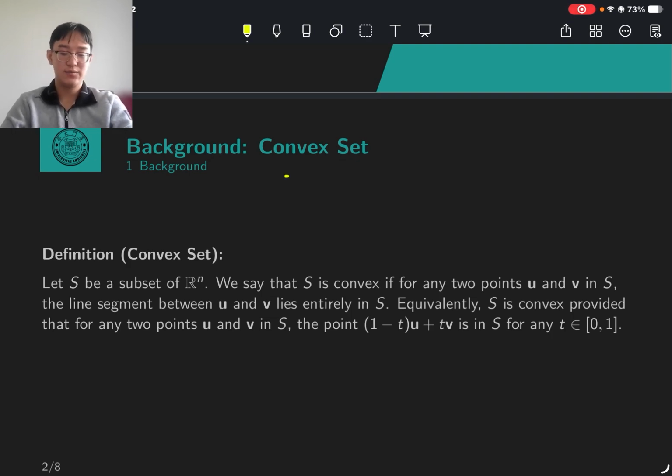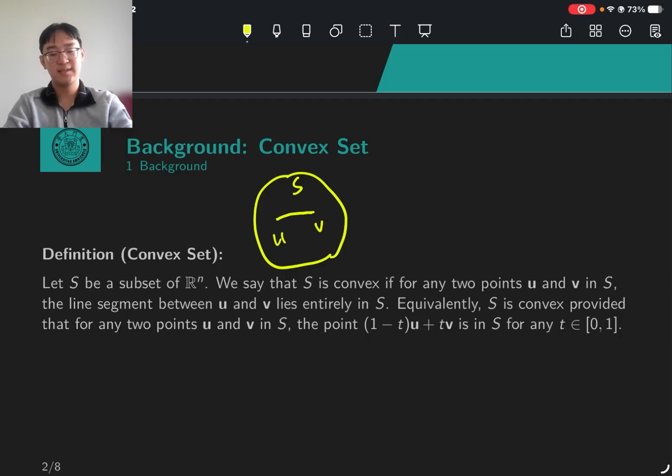Basically, we take two arbitrary points inside the set S, let the points be U and V, and we could always find a straight line segment to connect them. Most importantly, the straight line segment needs to be totally inside the set S. So the set S is a convex set. For example, geometrically, a solid square is a convex set, and so is a solid circle, as we drew before.